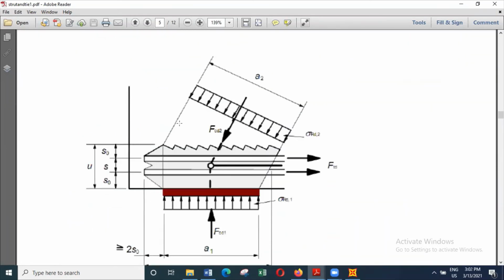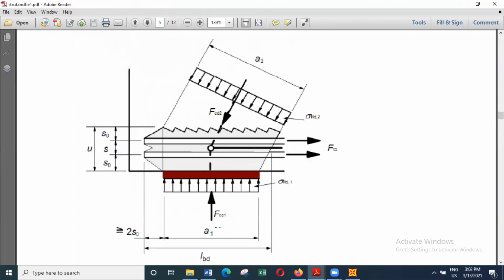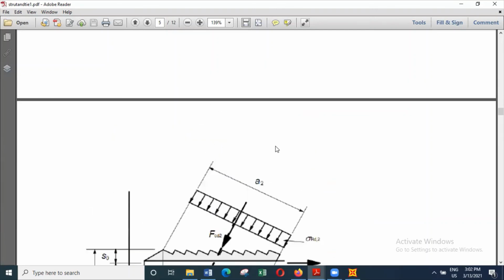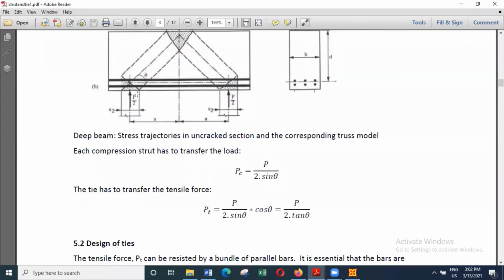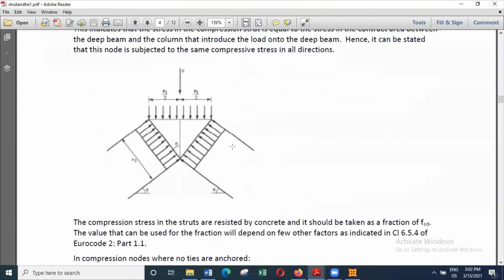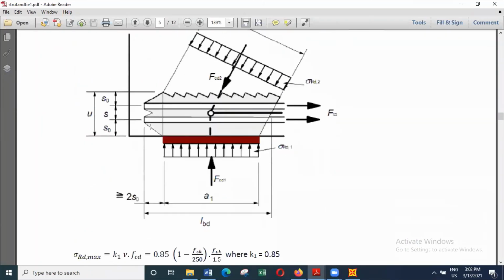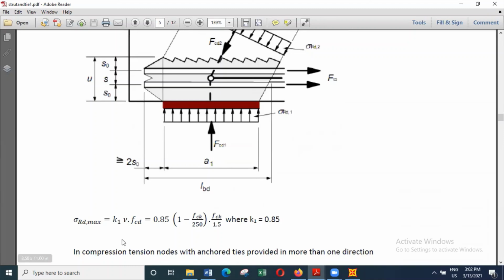Whereas if you look at this situation, where we have compression in one direction, compression in the other direction, but tension in the other direction, like the bottom joint of this particular diagram, this is the situation that you get at this location. And here you can see the strength is given by the same equation, but this time the value of k is 0.85.